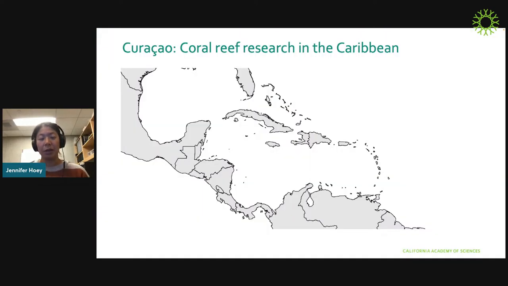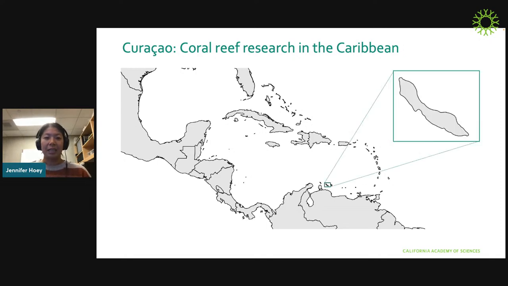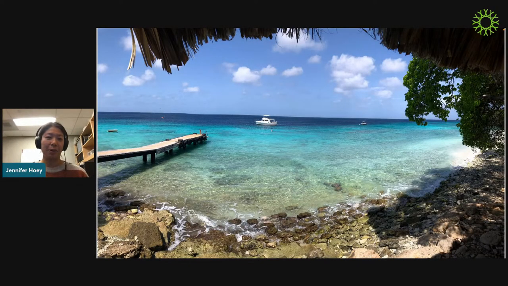So when we think about a depth gradient, we do our work in Curacao, which is kind of defined by these depth gradients. So here's a map of the Caribbean. And then Curacao is this little island in the Southern Caribbean, just north of Venezuela. And so when I'm talking about depth gradients in Curacao, this is what a typical shot of the ocean looks like when you're standing on the beach. And so this is actually one of our field sites. It's called Playa Calki. And Curacao is surrounded by fringing coral reefs. So that means that the coral reefs are very close to the shore, and that means that they're easily accessible. So we can actually just swim out to our dive sites.